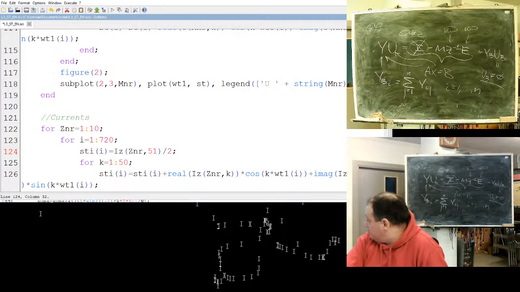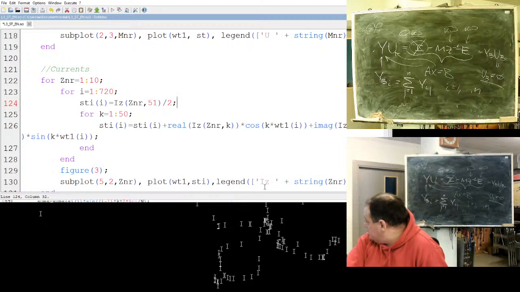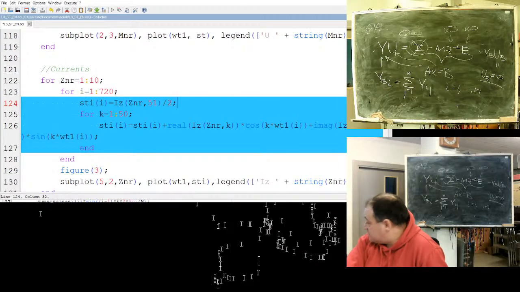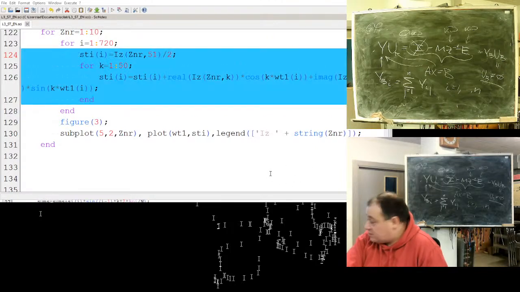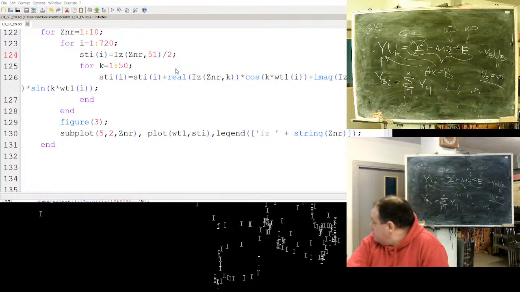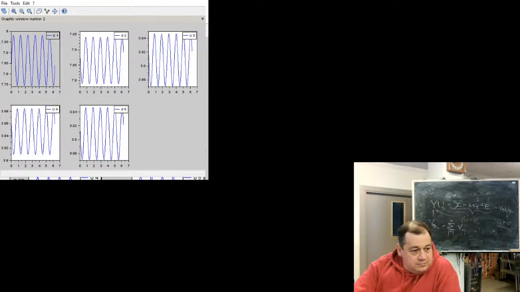I already have all 51 currents. I just need to apply Fourier synthesis. We'll get everything. Voltages. Currents. How many currents are there? 10, I see. Okay, it depends on the amount of nodes, right? Of course, yeah, it depends on schematics.